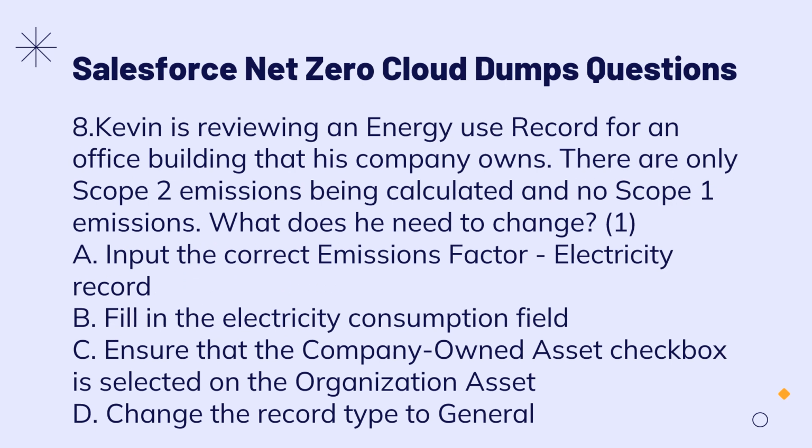8. Kevin is reviewing an energy use record for an office building that his company owns. There are only Scope 2 emissions being calculated and no Scope 1 emissions. What does he need to change? A. Input the correct emissions factor, electricity record. B. Fill in the electricity consumption field. C. Ensure that the company-owned asset checkbox is selected on the organization asset. D. Change the record type to general.